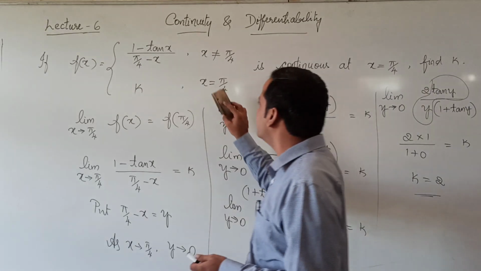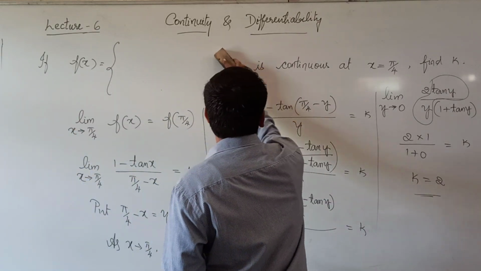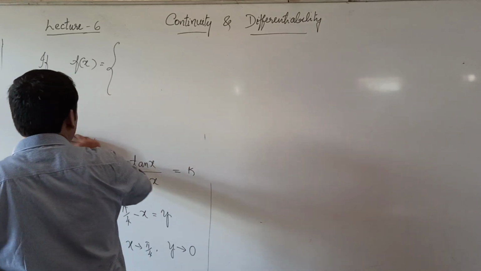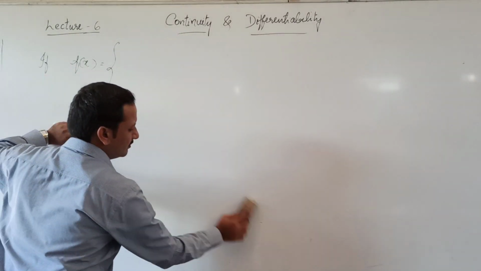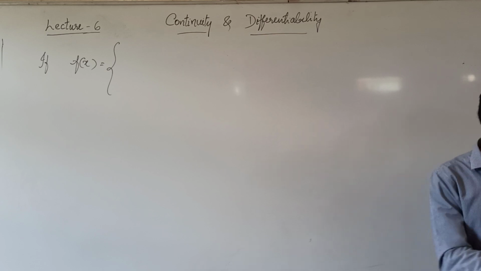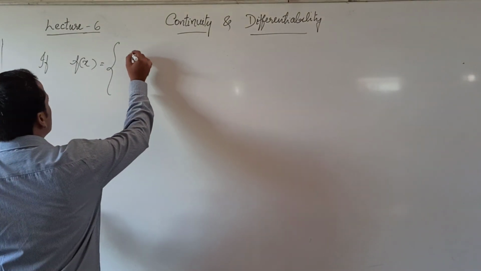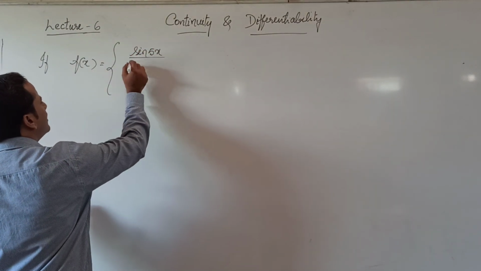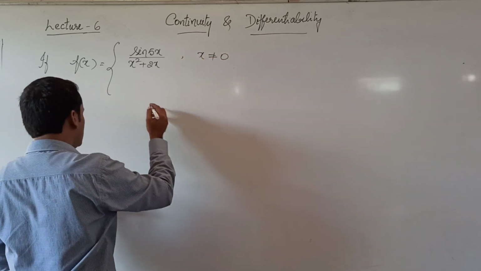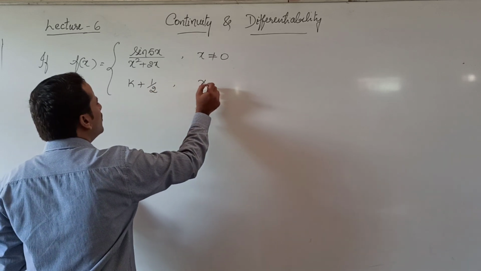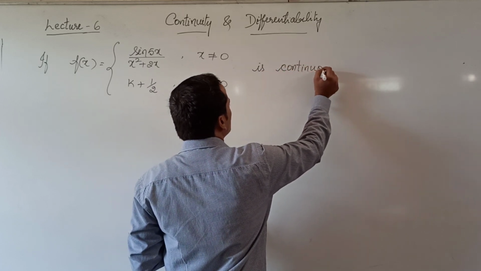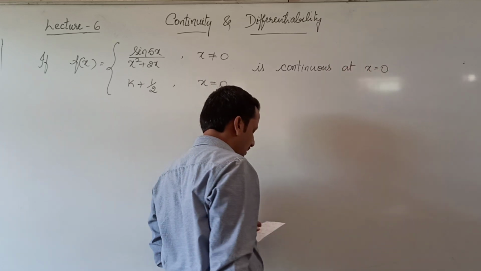Okay, let's look at the next question. If f of x is equal to sin 5x divided by x square plus 2x when x is not equal to 0, and k plus 1 by 2 when x is equal to 0, is continuous at x equal to 0, find k.